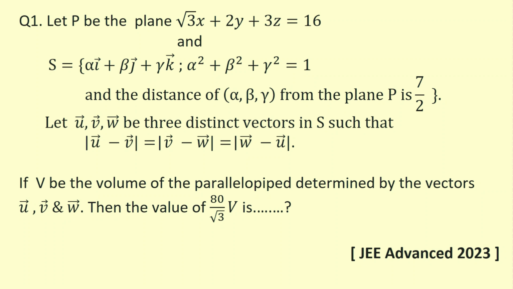Let U, V, W be three distinct vectors in the set S as above, such that modulus of U minus V vector is equal to modulus of V vector minus W vector is equal to modulus of W vector minus U vector. If V is the volume of the parallelepiped determined by the vectors U, V and W, then what is the value of the given expression 80 by root 3 into V? So we'll start by understanding these statements which are given to us first and then solve the problem.